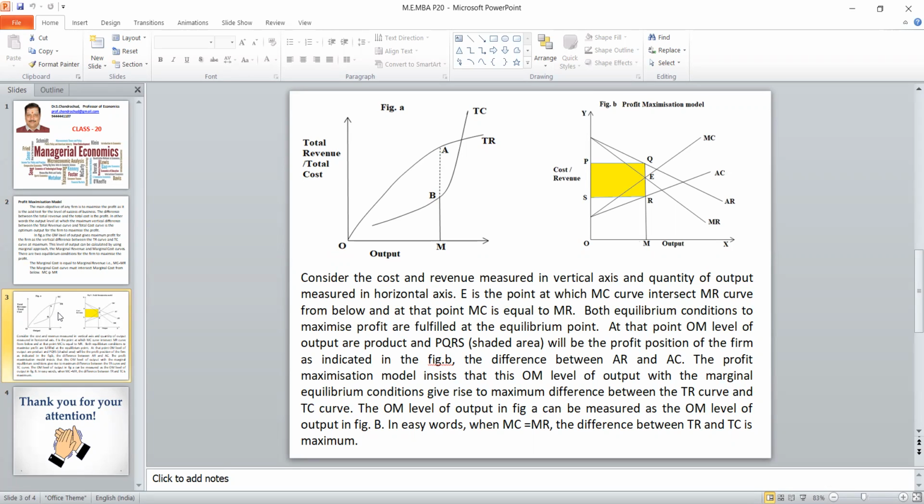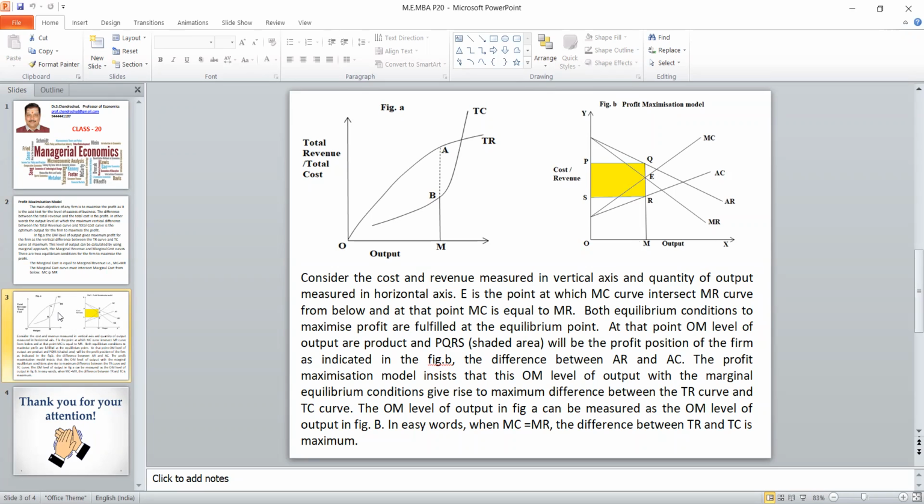So what is the condition? MC should intersect MR from below. At point E, MC is intersecting MR from below. If you draw one perpendicular line, you get the OM level of output. At that OM level of output, if you follow it, definitely the difference between TR and TC will be maximum. It is true. It is scientific, no doubt. Why? Because it is proved.